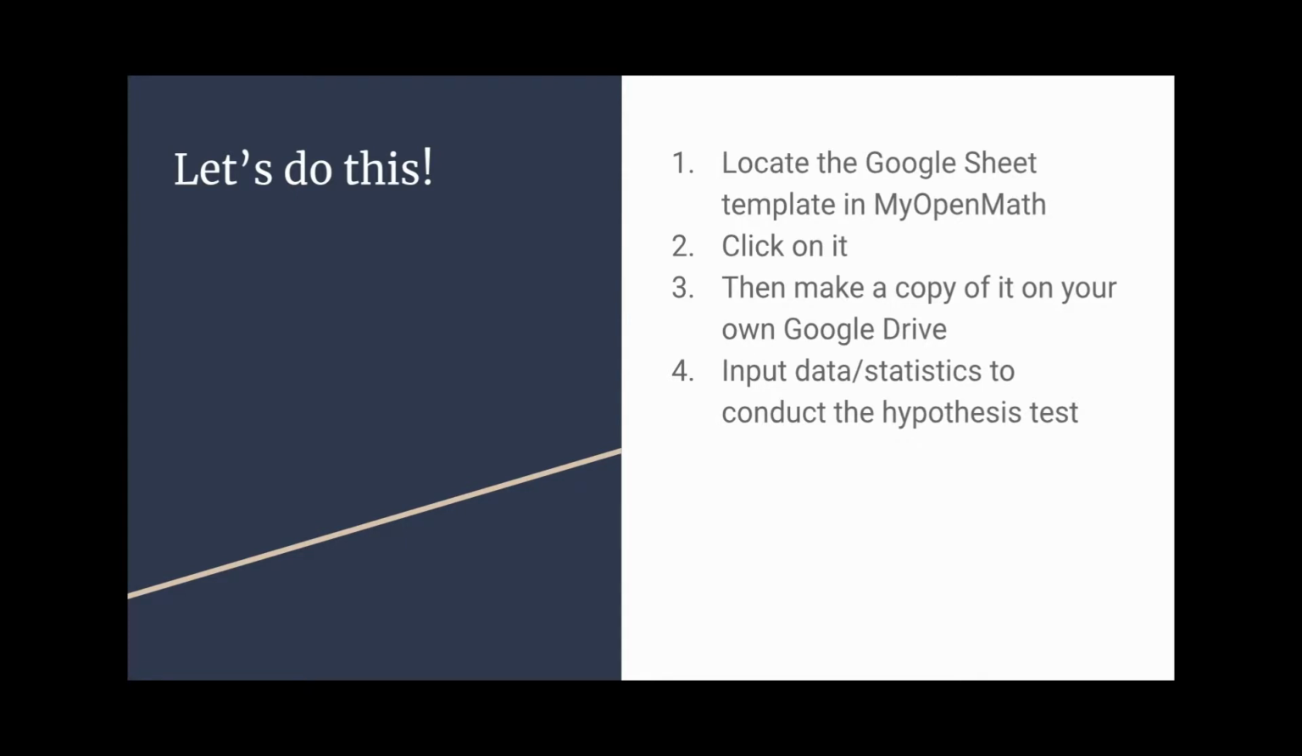The first thing you're going to want to do is locate the Google Sheet template in MyOpenMath. That'll be located in the Advanced Hypothesis Testing block in MyOpenMath. Then you should click on that Google Sheet and make a copy of it to your own Google Drive. So you're going to want to log into Google and then copy this document, because that will enable you to use it. The document that's linked there is only one that you can view, but if you make a copy of it and put it in your own Google account, then you should be able to mess around with it. And then I'll show you in these examples how to conduct the hypothesis test.